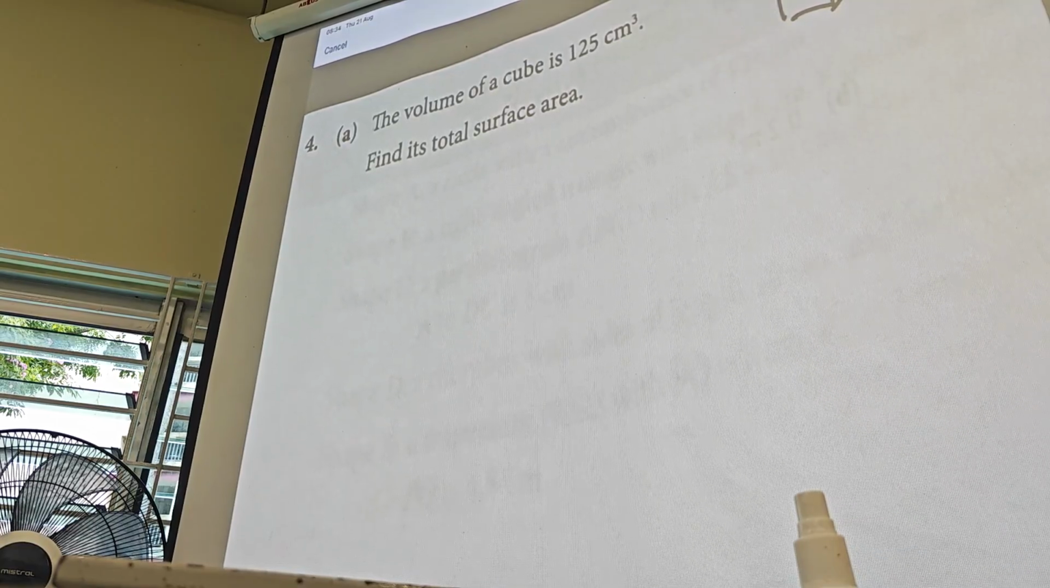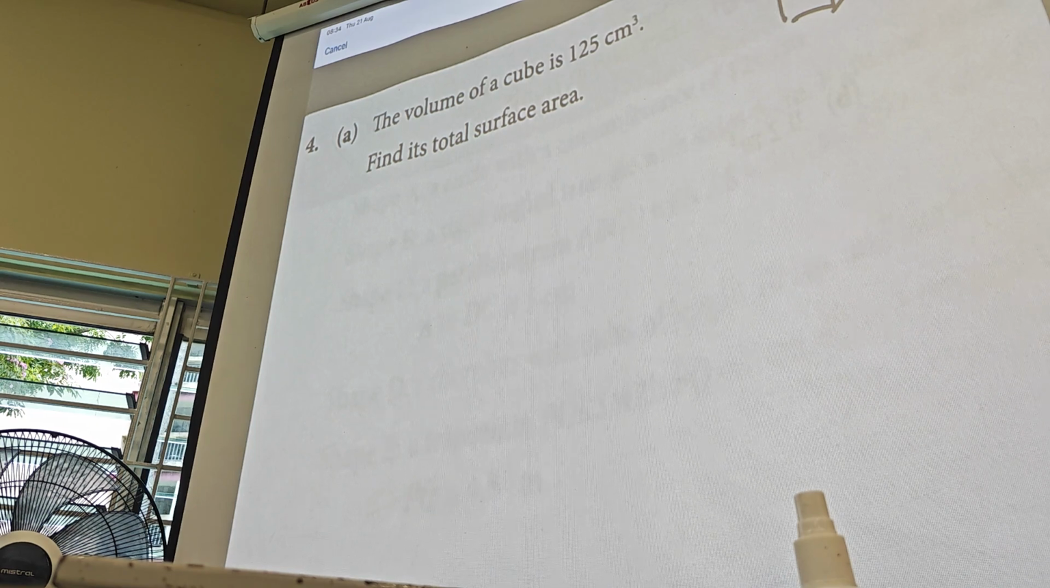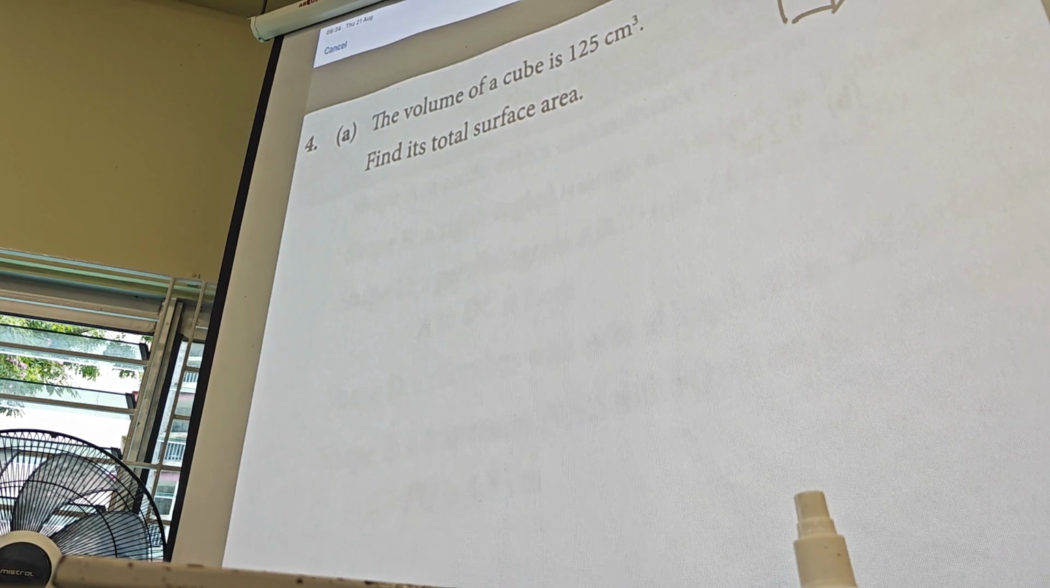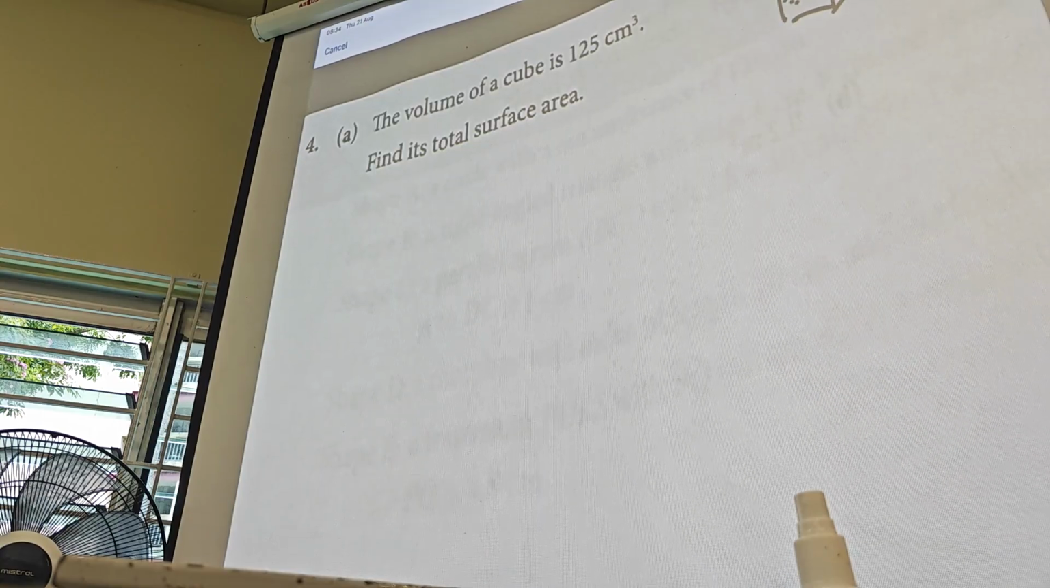Find its total surface area. Okay, so in between, there is something that you need to find first, right? If I want to find the total surface area, I want to find this area. I know it's a square, but to find the area of a square, I need to know the side.